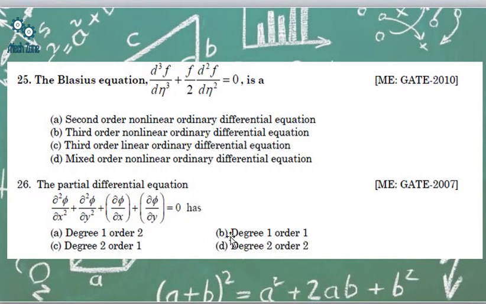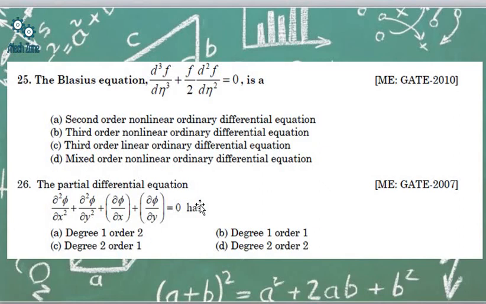ठीक है, now the next question, the partial differential equation del square phi upon del x square plus del square phi upon del y square plus del phi by del x plus del phi by del y is equals to 0. okay, now we can see here that यहाँ पर जो हमारे partial derivative हैं, एक बार x के रिस्पेक्ट में लिया गया है, एक बार y के रिस्पेक्ट में लिया गया है. ओके, एंड डिग्री बताना है और ऑर्डर बताना है.